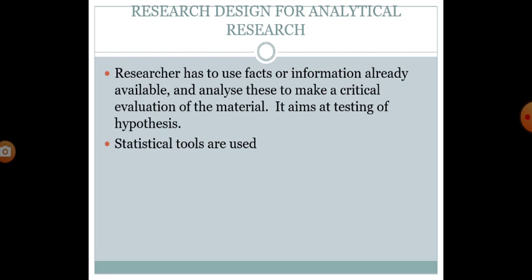A researcher has to use facts or information already available and analyze these to make a critical evaluation of the material. It is known as analytical research. It aims at testing of hypotheses and it uses different statistical tools. Generally, we are conducting an analytical research. In certain cases, social sciences are using analytical research by using statistical tools and testing of hypotheses. Okay, thank you.